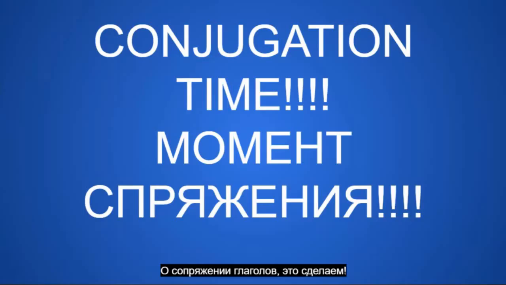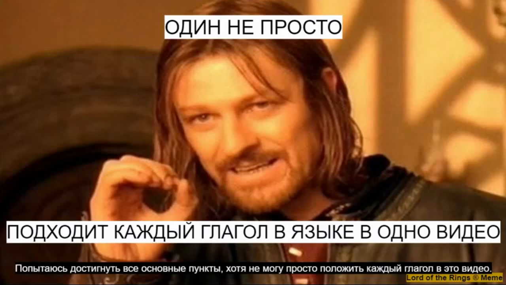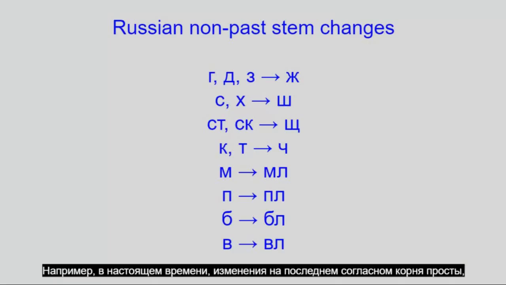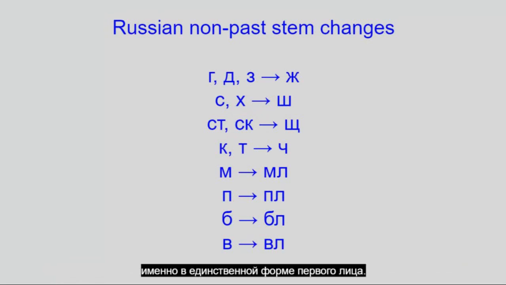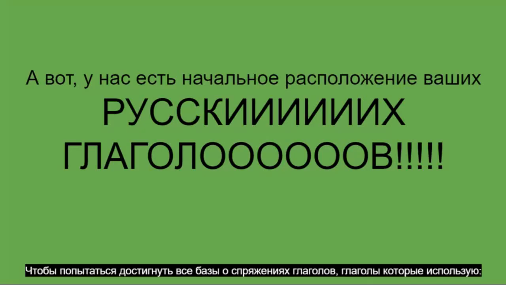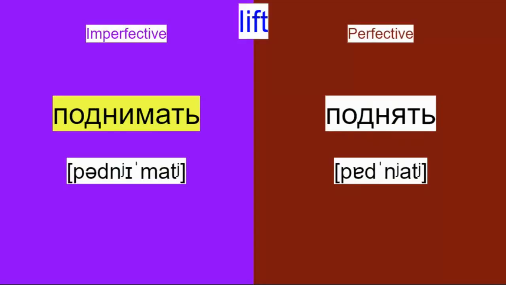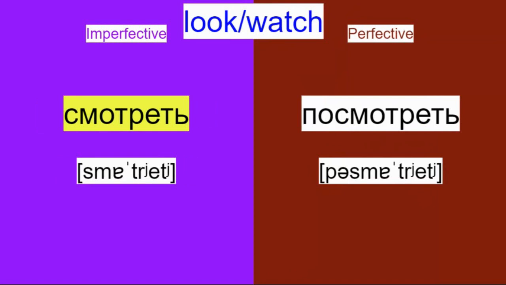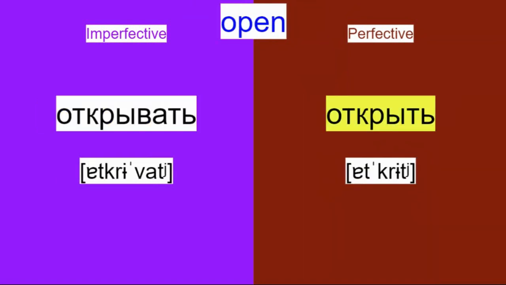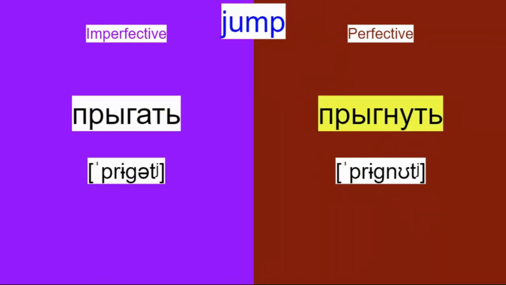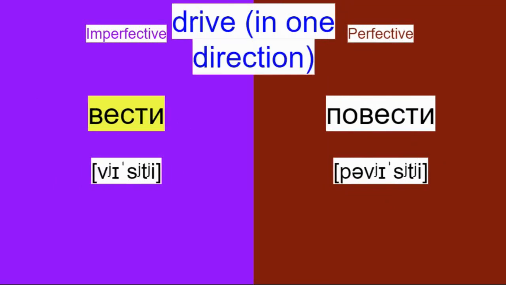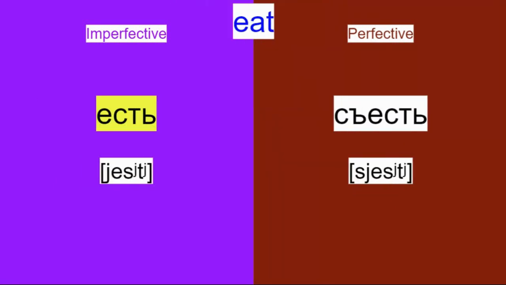Speaking of conjugating verbs, let's do some of it. I'll try to hit all the main points, although I can't just put every verb into this video. For example, in the present tense, alterations on the last consonant of the root are common, specifically in the first person singular form. In order to try and touch all the bases on verb conjugations, the verbs I will use are поднимать, подниматься, поднять, нырять, смотреть, говорить, любить, открыть, бороться, прыгнуть, мочь, вести, идти, and есть.